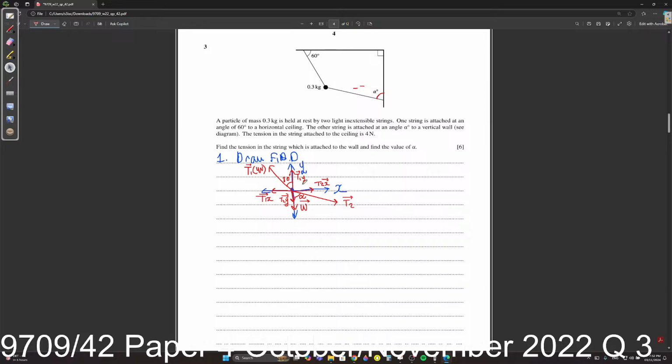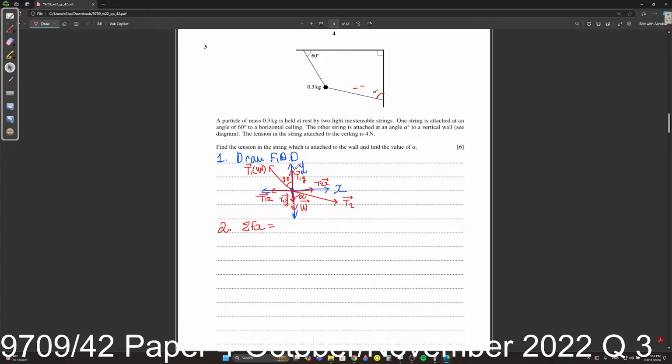Now I'm actually done with my FBD. I have all my vertical forces. I have all my horizontal forces. I can start now with the second step, which is to check your forces. Let's see, sigma Fx. What's it going to be equal to? Is it MA or X? No, it's not going to be MA. It's going to be equal to 0.